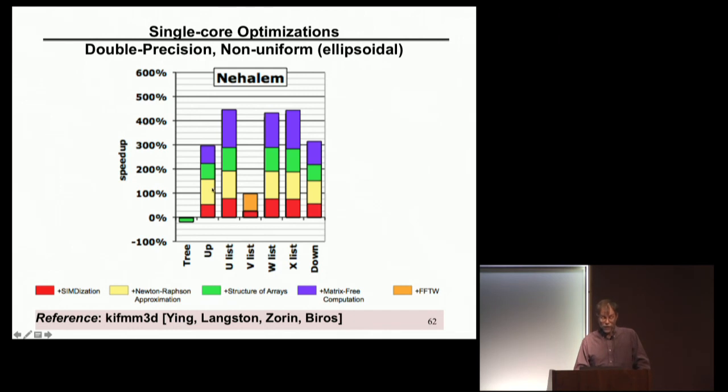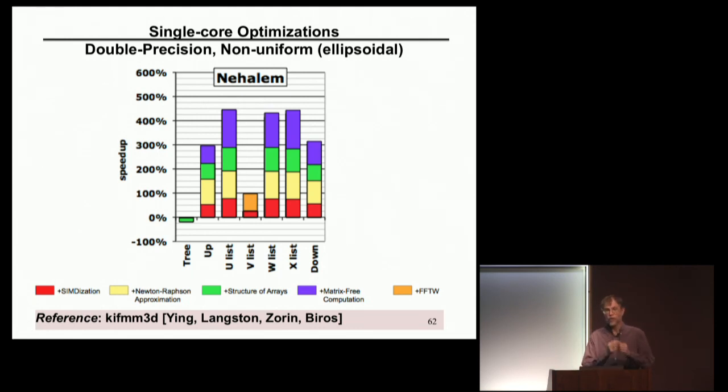Then using structure of arrays instead of array of structs gave them the green bars. And then replacing the matrix vector multiplies by just recomputing the matrix every time you need it gave them this other boost of the blue. And so that gave up to a 5 times speed up on some things. And this was the only place where they needed to do the FFT, and that benefit was from running FFTW. Okay, so this gives you some sense of what all the speed ups are.